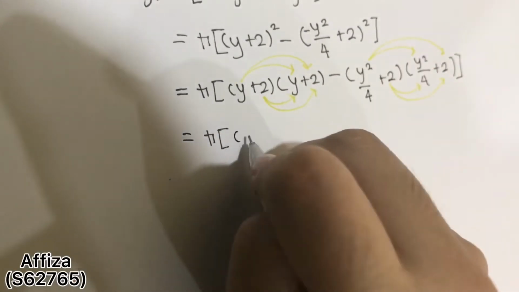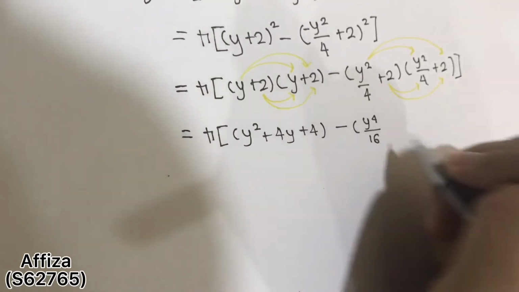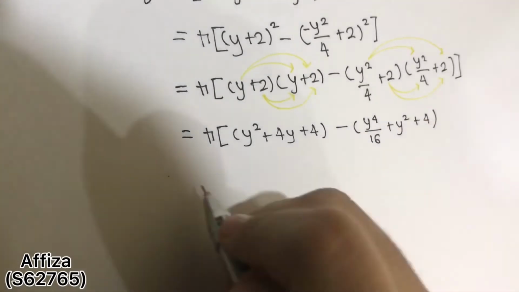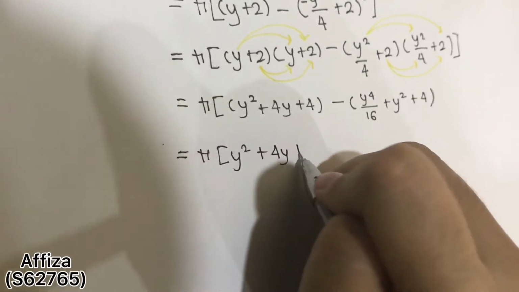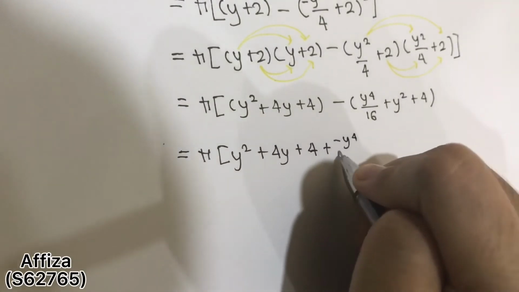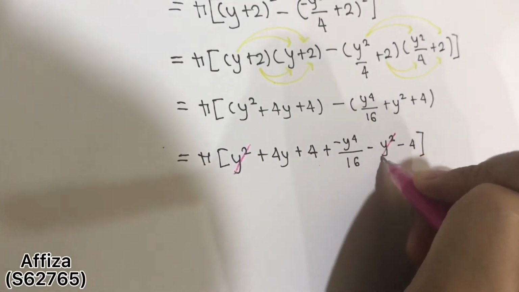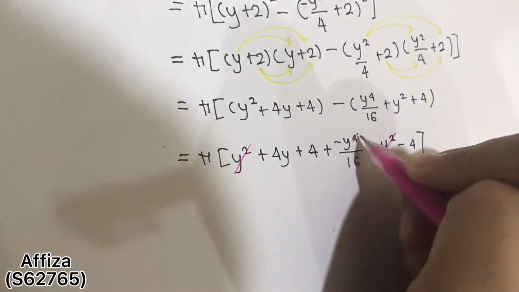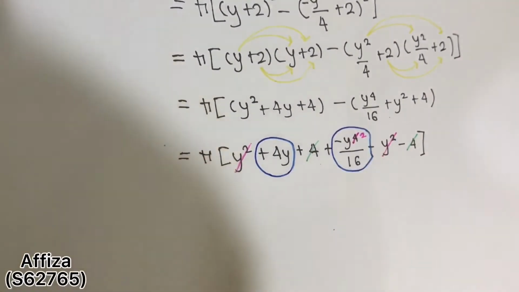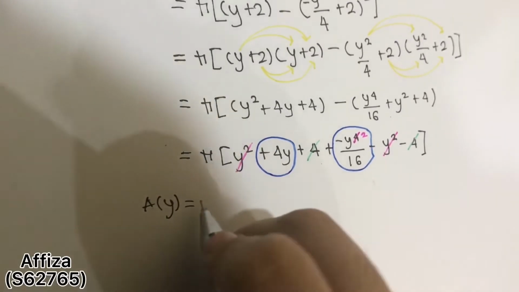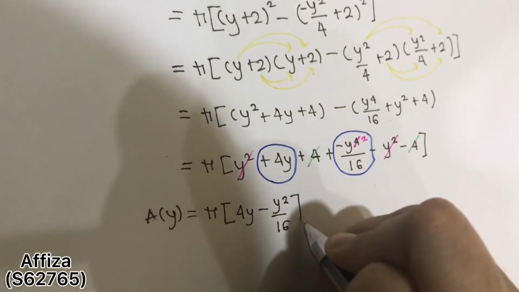So we get the answer y squared plus 4y plus 4 minus y to the power of 4 over 16 plus y squared plus 4. And next, we just solve the numbers as usual. So we get pi times the bracket y squared plus 4y plus 4 minus y to the power of 4 over 16 minus y squared minus 4. So we just need to cancel y squared with y squared and simplify the numbers to get the value of A. So the value of A is pi times the bracket 4y minus y to the power of 4 over 16.